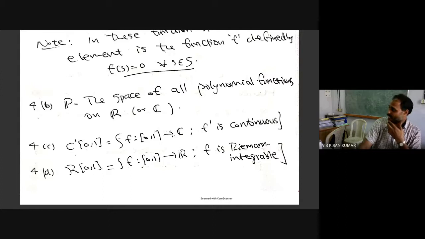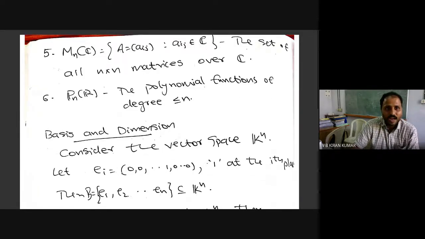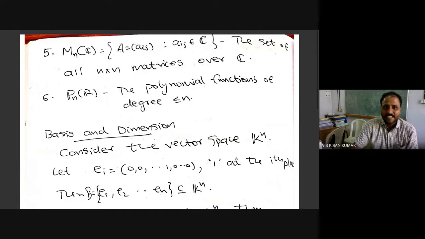Now, this is something we have seen, R[0,1], the set of all Riemann integrable functions. That also forms a vector space. So, we have seen plenty of examples now. Now, the set of all n by n matrices also forms a vector space, with typical addition. The set of all polynomials of degree at most n also forms a vector space. Okay. So you have several vector spaces. We have seen several examples. Most of the examples we have seen in the whole course are vector spaces.